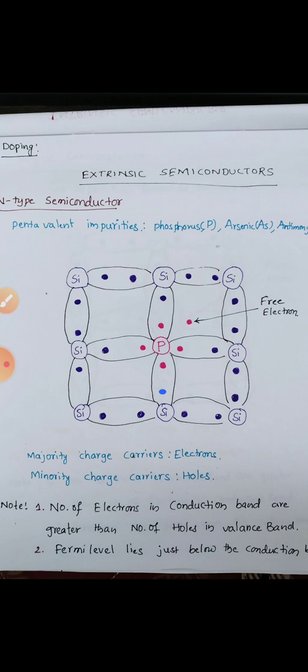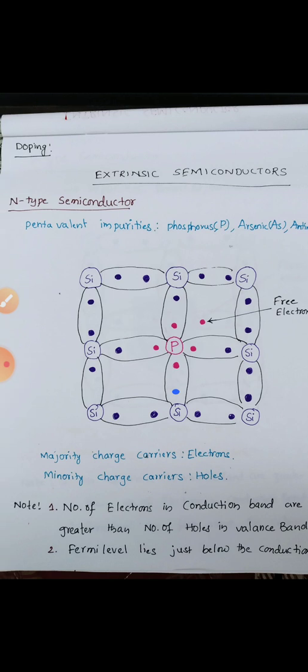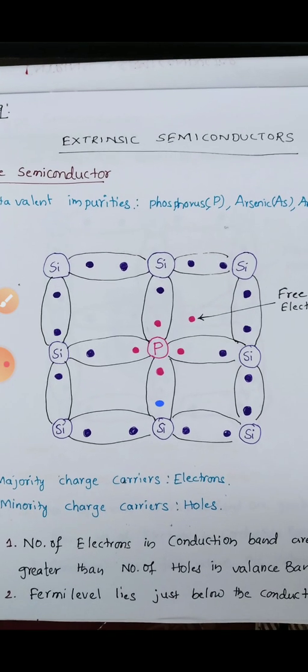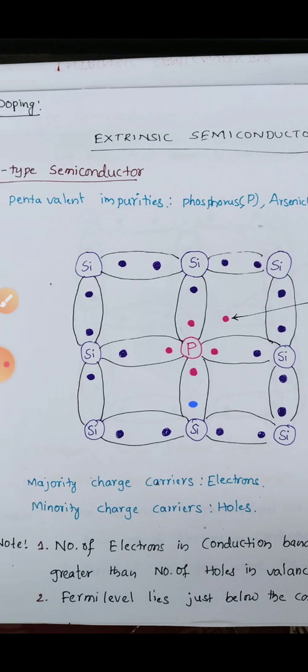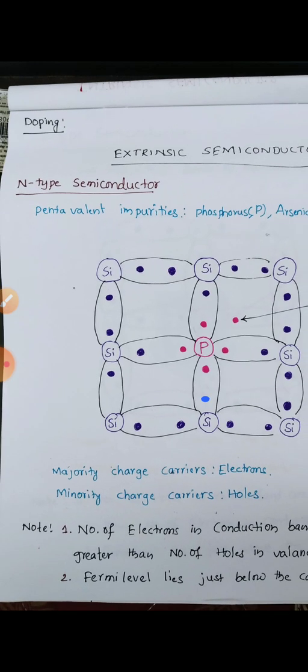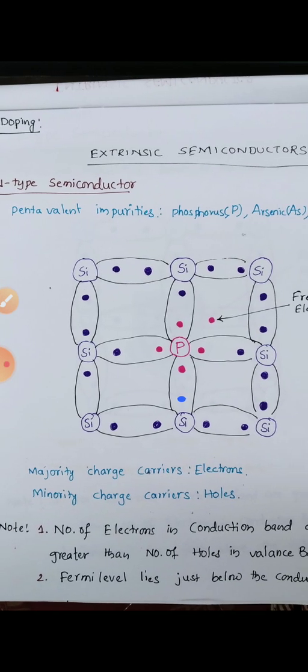Depending on the type of impurities we are adding, we can classify these semiconductors into two types. One is N-type semiconductor, another one is P-type semiconductor. As impurities are added to these semiconductors, they are called extrinsic semiconductors. So first we will learn N-type semiconductor.